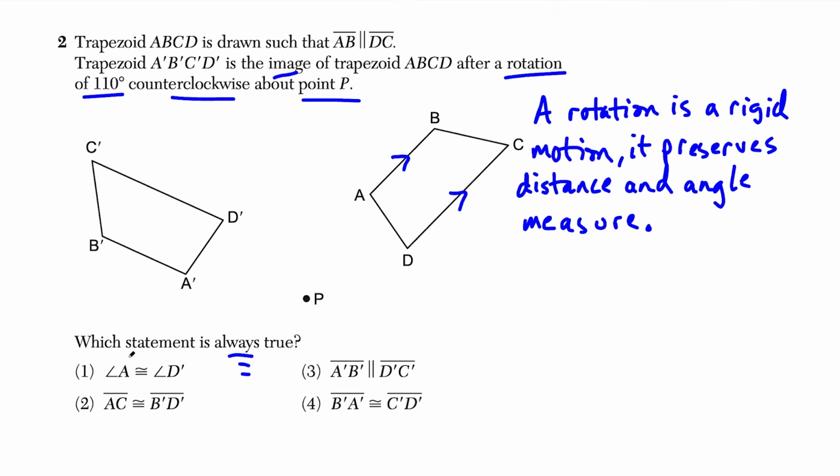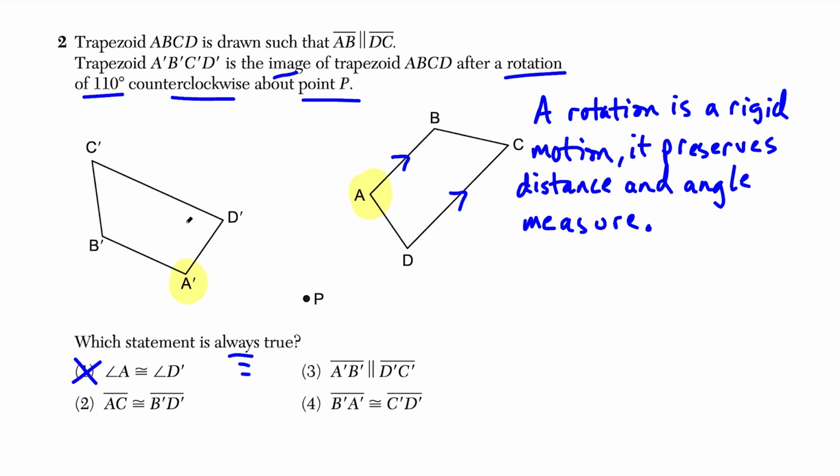First up, we have angle A is congruent to angle D prime. This one is not always true. What we can say for sure is that angle A is always congruent to angle A prime because they're in corresponding locations. When we rotate this trapezoid, angle A is going to fall exactly on top of angle A prime. However, we can't guarantee that angle A is congruent to angle D prime. The only way that would work would be if this was a trapezoid with two right angles like this. Then we could say that choice 1 is always true. But we don't have right angles there, so this one is not our answer.